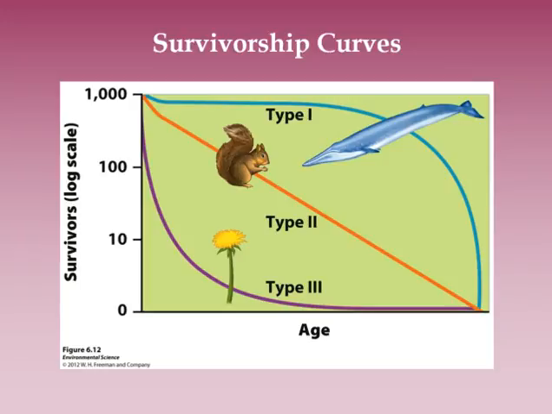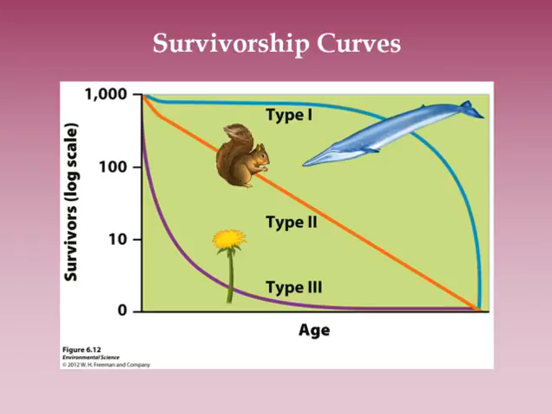The type 2, or constant loss curve, is a relatively straight line. This demonstrates that the chance of dying never changes. It doesn't matter whether the organism is 2 years old or 6 years old. The chances of dying is always the same every single year of their life. This is typical of small songbirds and some rodents.